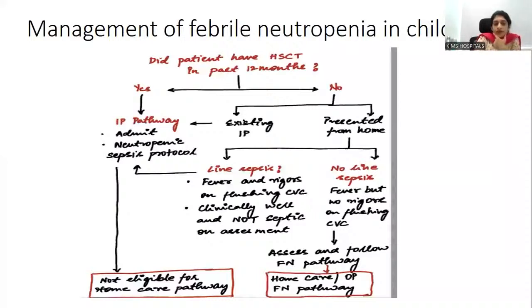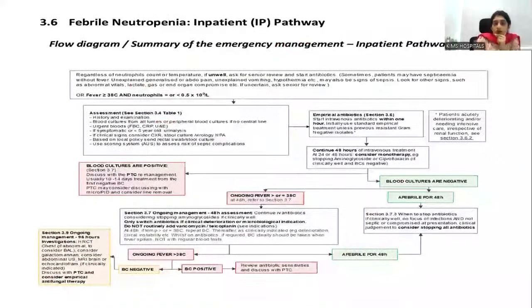So all these inpatient groups are not eligible for the home care pathway, and they need to be seen in the hospital and treated in the hospital. So this is the IP pathway, what we generally follow. Regardless of the neutrophil count or temperature, if the patient is unwell, you need to ask the senior to review and start antibiotics. Or if the fever is more than 38 degrees centigrade and neutrophils are equal to or less than 500, that is when you need to intervene. Then in your assessment, like I've discussed, history and examination, blood cultures, urgent bloods. If the patient is less than 5 years, then you should do a urine analysis.